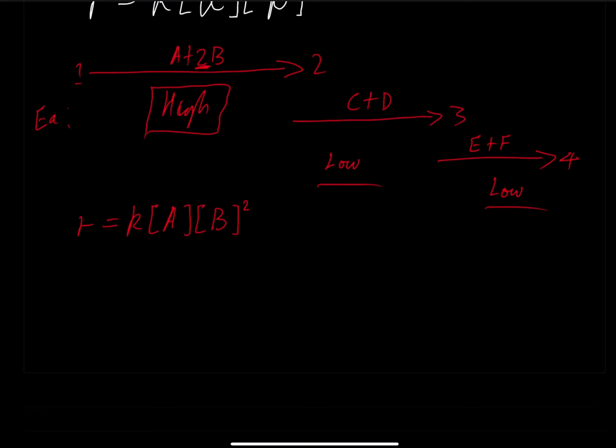So it's B squared. If it was 3B, it would be B cubed. 4B, B to the power 4. I think you get my point, right? In this case, the rate equation would be R is equal to K A B squared. Specifically B squared. It's not A B squared, it's A times B squared.